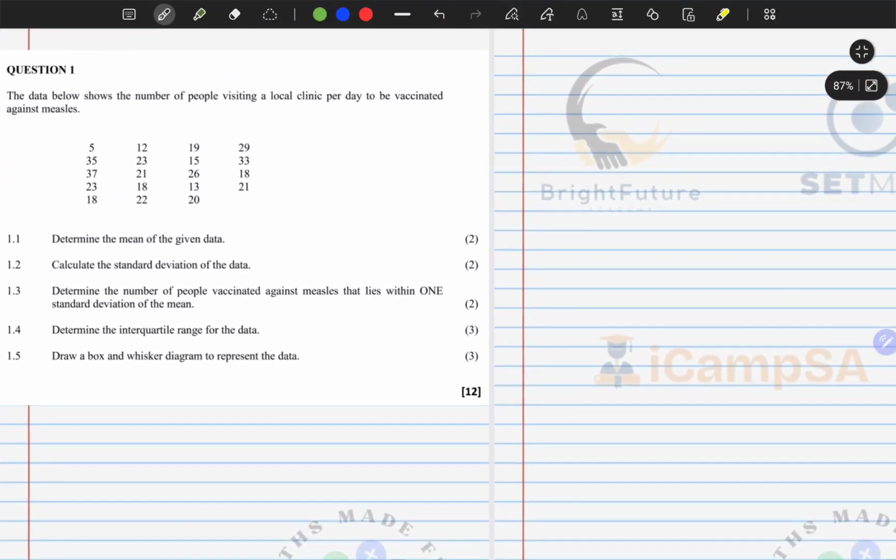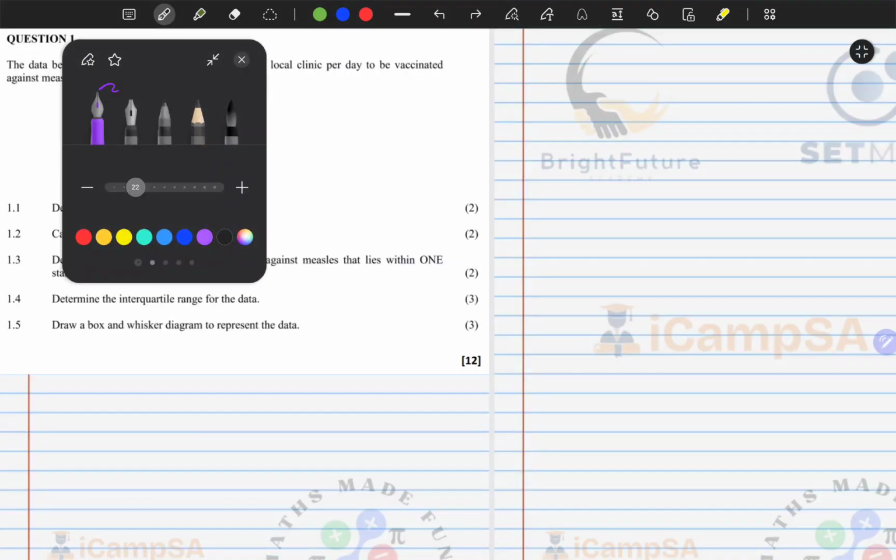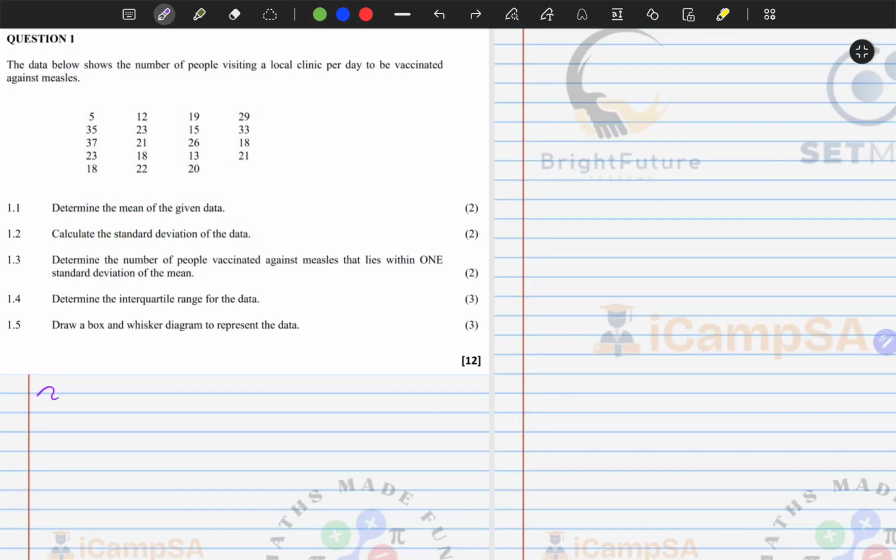So for question 1, we are given the statement that the data below shows the number of people visiting a local clinic per day to be vaccinated against measles. So we're given the number of people, and this is made random. And then the first thing, we are required to determine the mean of the data. So let's go ahead and have a look at the question.